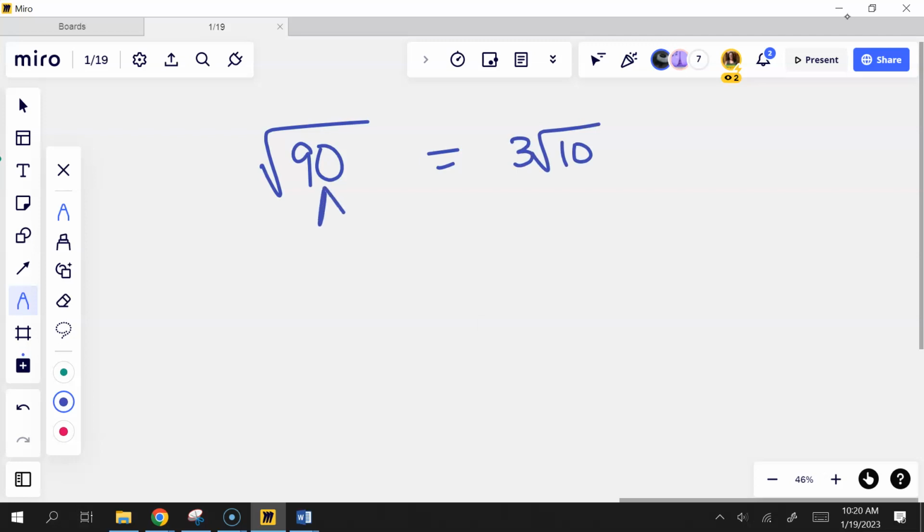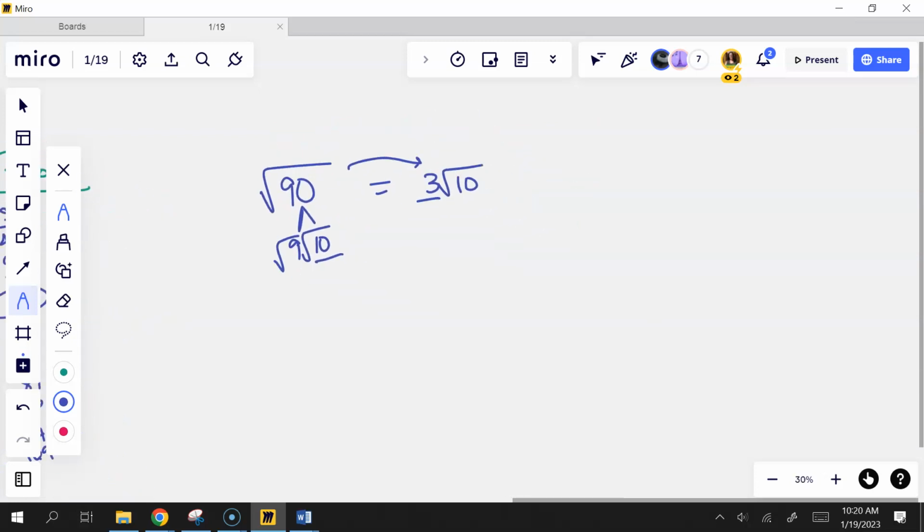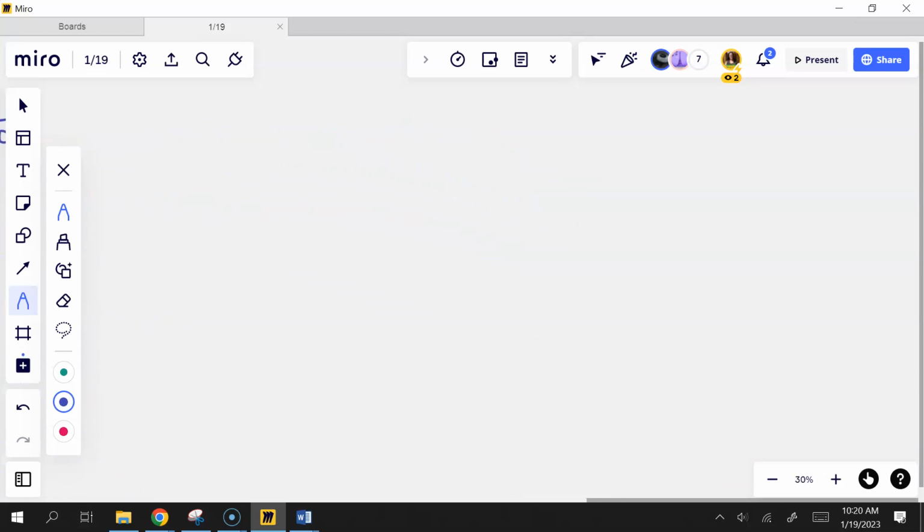What's the biggest perfect square you can divide 90 by? 9. 9 times what is 90? 10. Square root of 9 is 3, and 10 stays. If you can go from here to here, as long as it's an easy one, that's fine. No, because once you take the square root, you have to drop the radical. So once I take the square root of 9, you're dropping one off the perfect square. I can tell we need a little practice with this.